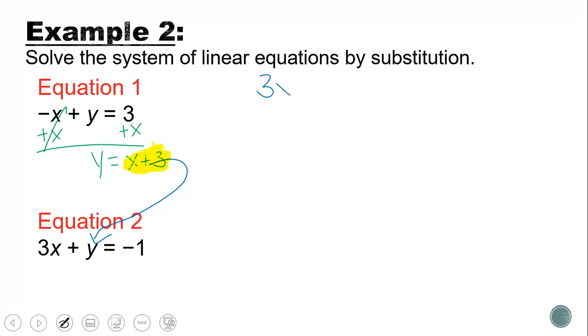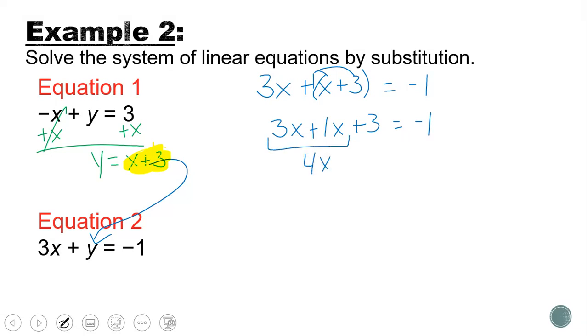So we're going to get 3x plus (x plus 3), I'm going to put it in parentheses, because I always do, is equal to negative 1. Now, there's nothing really to distribute here besides a 1, which isn't going to do anything. But I'm going to get 3x plus 1x plus 3 is equal to negative 1. Let's solve for x now. Combine your like terms right here. 4x plus 3 is equal to negative 1. Subtract the 3. 4x is equal to negative 4. Divide by 4. And you're going to get an x value equal to negative 1.